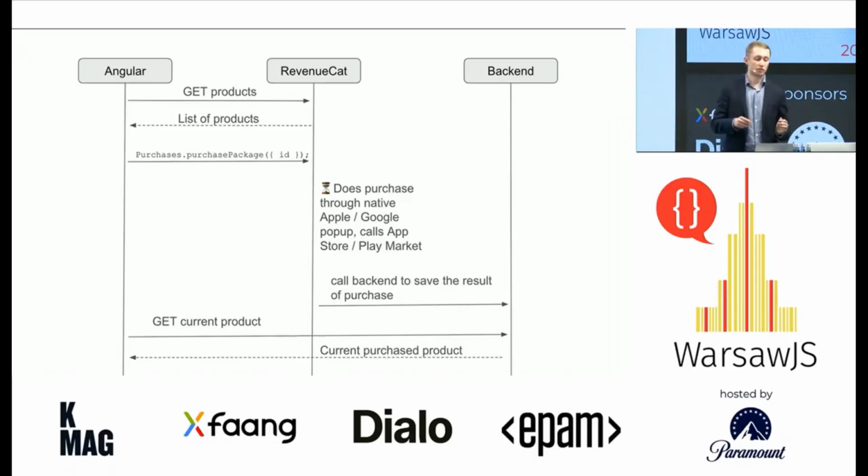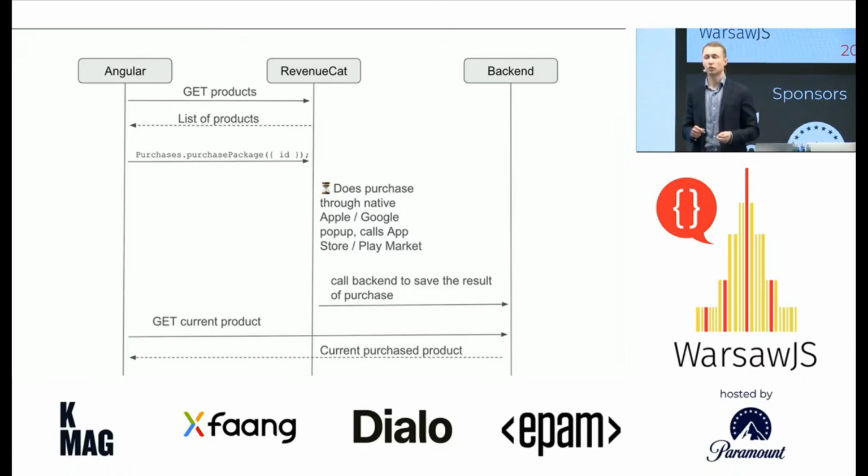And what it does, it opens the native pop-up. For example, when you buy an application on the App Store, you get the pop-up where you can enter your password, Apple ID, or pay with a Face ID. This is just the same. And once this happens, the payment provider will have to call your backend.